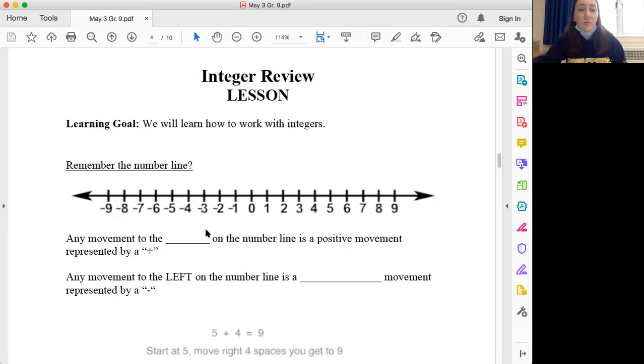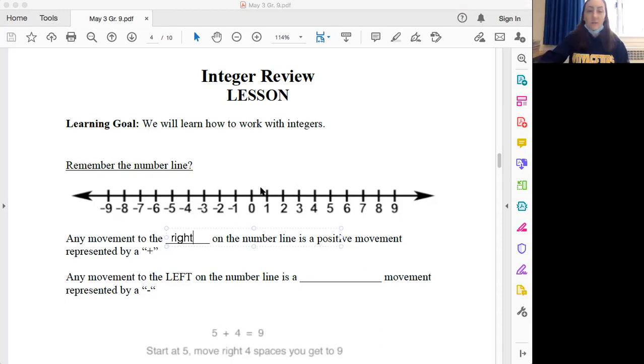So first things first, any movement to the right. So if you're going this way, it is going to be a positive movement. So it's going to be something that you add. Okay, so that's an important thing, that it's a positive movement. And any movement to the left, this way, is going to be a negative movement.